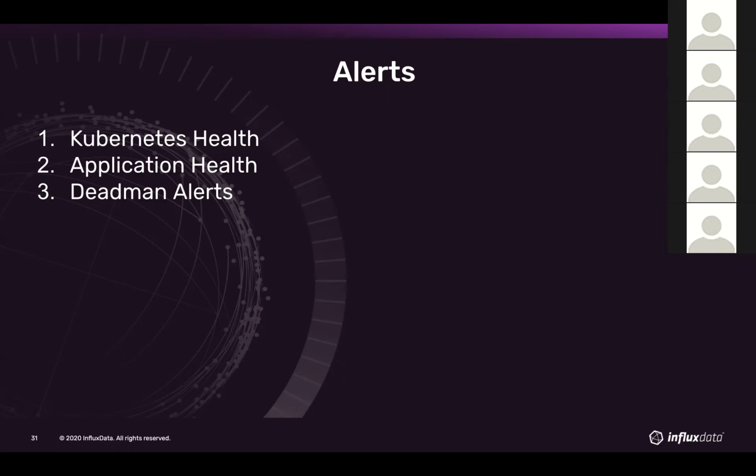And dead man alerts are very, very important. Dead man alerts fire when your alert system is not getting any data, right? So if the Prometheus scraper stopped working and Telegraf stopped sending us data, if our alerting doesn't get any data for 2 minutes, it'll tell us there's something seriously wrong because it's not getting any metrics. So those dead man alerts are super important.